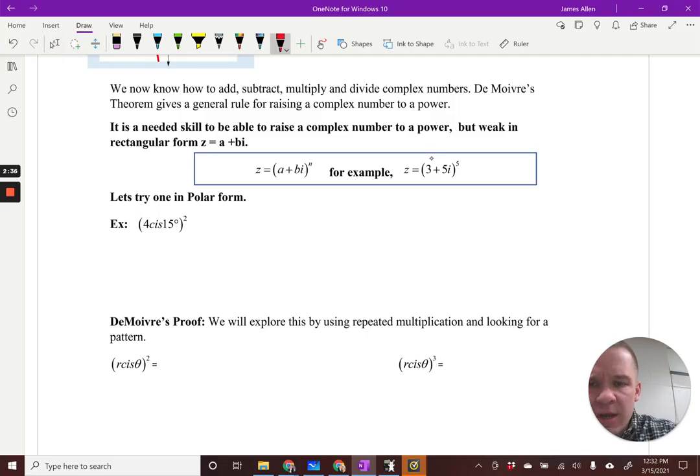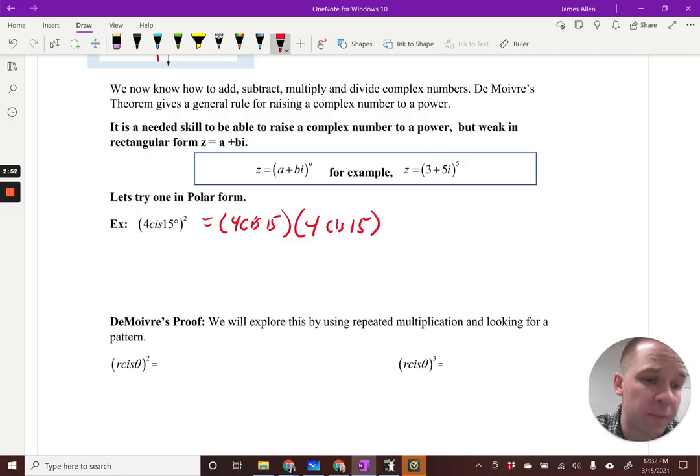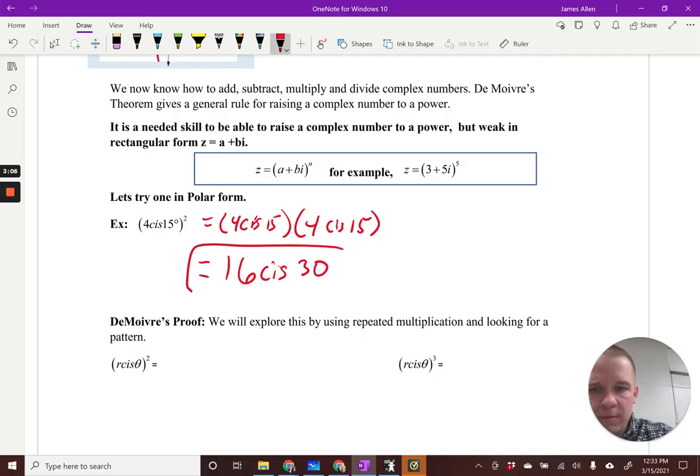So here, you could think about this as 4 cis 15 times 4 cis 15, and just use what we know about multiplication, right? We take a problem that we don't know how to do yet, but apply something that we do know how to do. So that'd be 4 times 4 is 16 cis, and then 15 plus 15 is 30. So there we go. That's polar form.